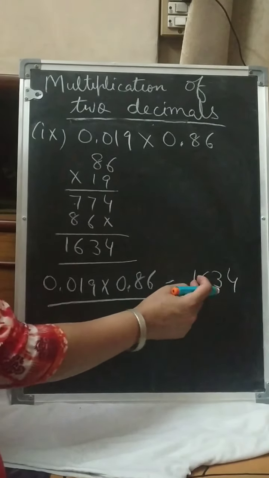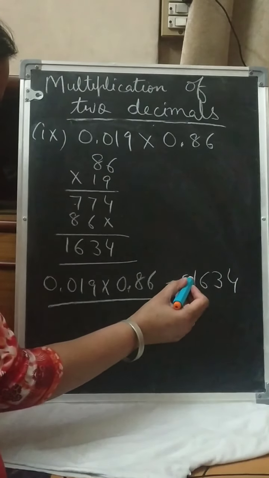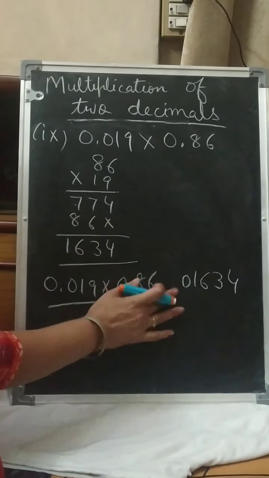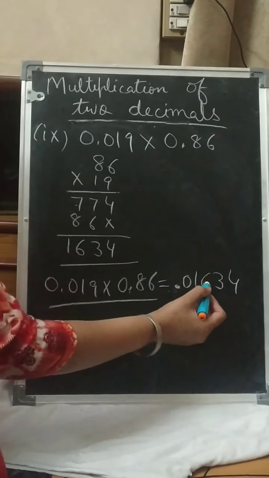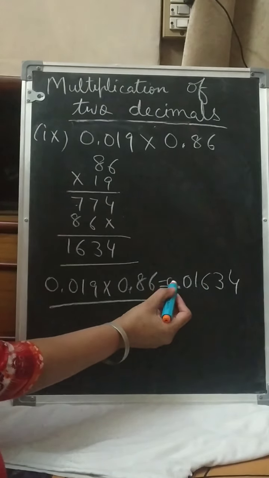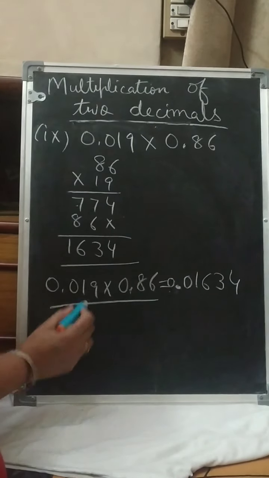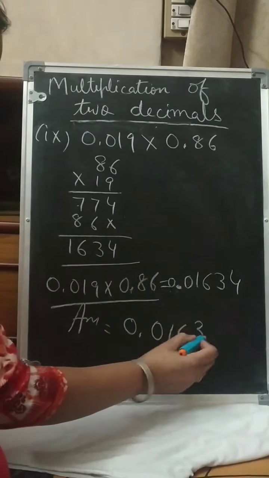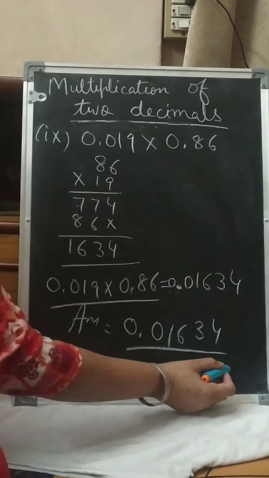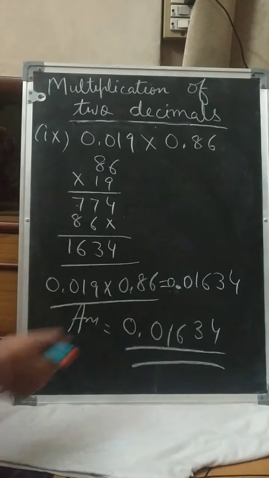This is only 4 digits. You know, here we will write 1, 0 ourselves. And here will be the point. 1, 2, 3, 4, 5. And the starting 0 also you can put yourself. And your answer will be 0.01634. So in these questions try to understand how to put the point.